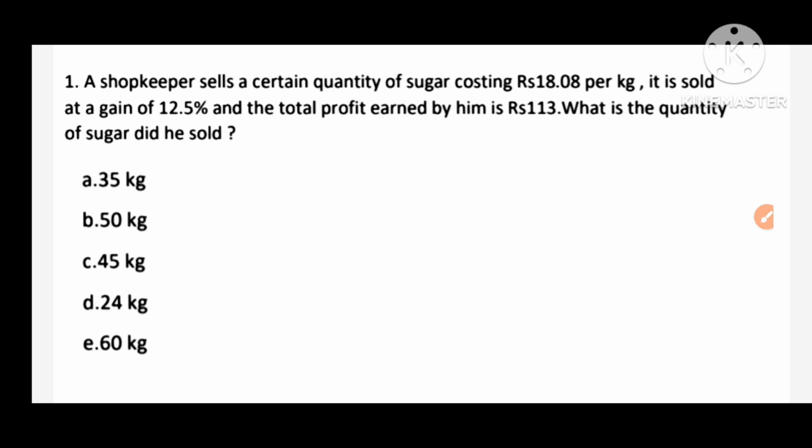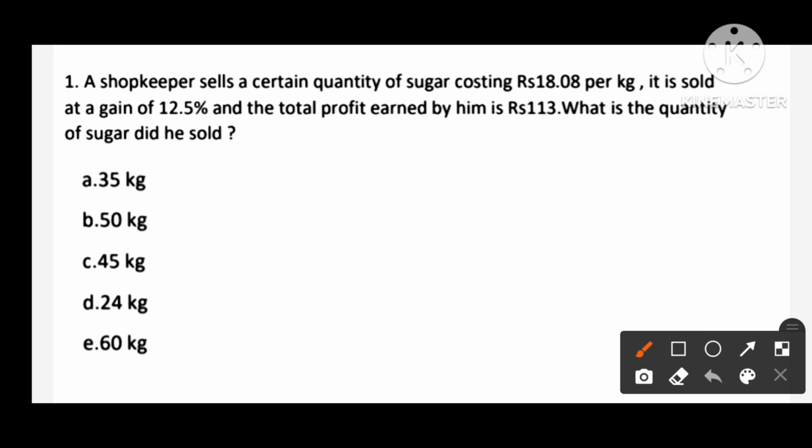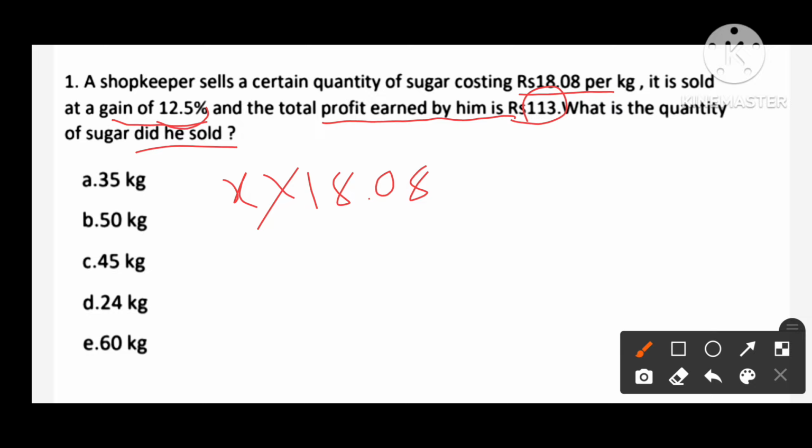A shopkeeper sells a certain quantity of sugar costing 18.08 per kg. It is sold at a gain of 12.5% and the total profit earned is 113. What quantity of sugar did he sell? Let the quantity of sugar be x. Then the cost will be 18.08 and the profit gained is 1 by 8. So 1 by 8 is the profit gained and the profit value is given as 113. From this we can find the value of x, which is the quantity of the sugar.